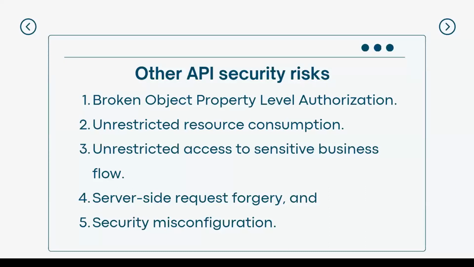And under this broken object property level authorization, we have another type of explanation, which is mass assignment. For mass assignment, you're trying to perform actions that you shouldn't. It's not very different from the broken function level authorization vulnerability. For mass assignment, you're adding things you shouldn't.